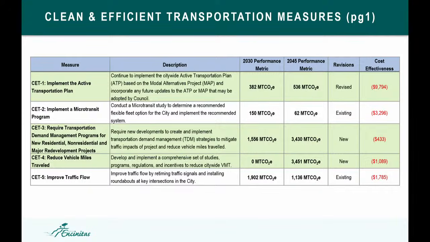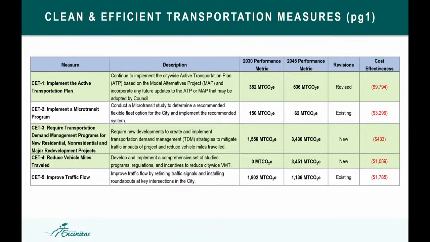Measure CET2 seeks to implement a microtransit program, which would be an on-demand or local fixed route shuttle system in the city. And this is an existing measure in the 2018 CAP. Measure CET3 is a newly proposed measure, and this would require transportation demand management, or TDM, programs for large developments in the city. A TDM program is when a developer or a property owner incentivizes tenants or customers or employees to commute alternatively to their site.